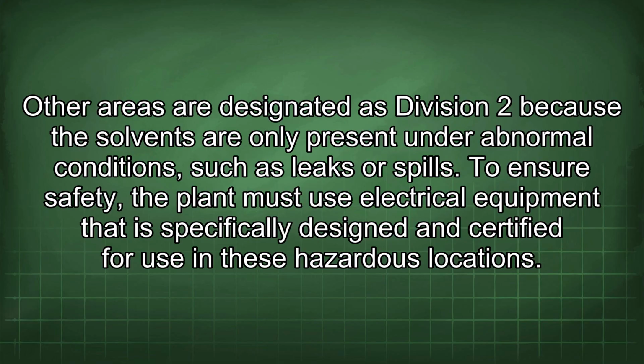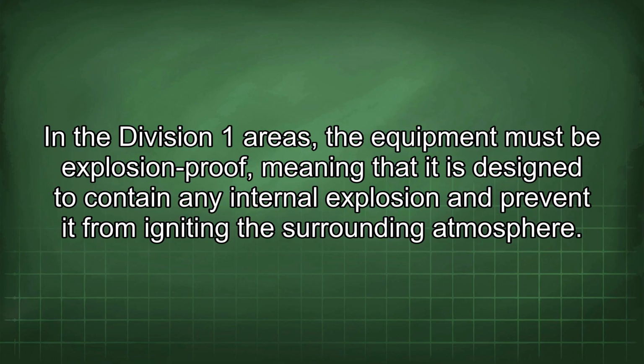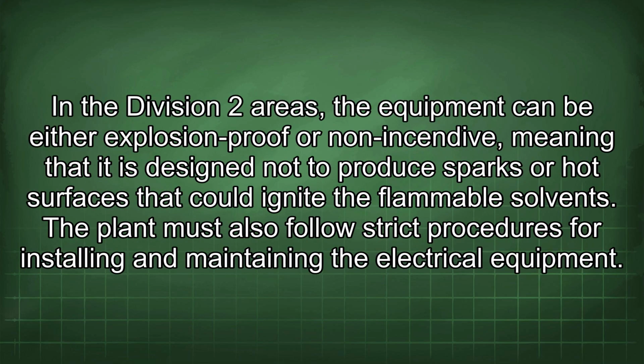To ensure safety, the plant must use electrical equipment that is specifically designed and certified for use in these hazardous locations. In the Division 1 areas, the equipment must be explosion-proof, meaning that it is designed to contain any internal explosion and prevent it from igniting the surrounding atmosphere. In the Division 2 areas, the equipment can be either explosion-proof or non-incendive, meaning that it is designed not to produce sparks or hot surfaces that could ignite the flammable solvents. The plant must also follow strict procedures for installing and maintaining the electrical equipment.